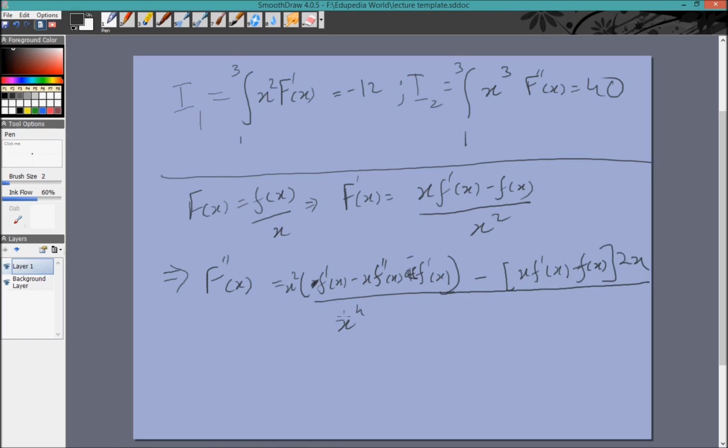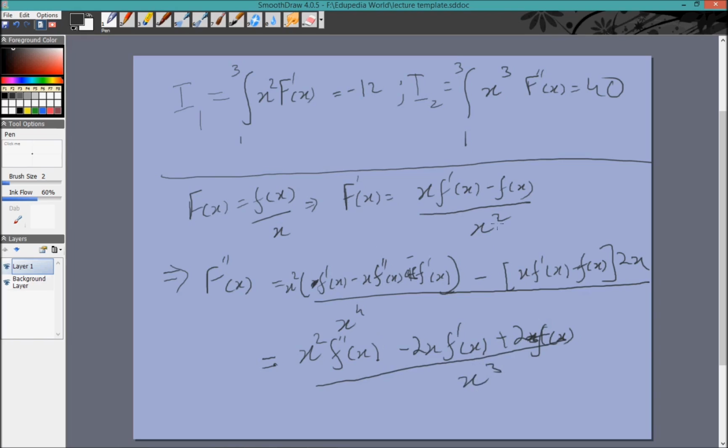Right, I've just used a product rule. Now I've simplified this already, and you can later verify that this comes out to be (x² f''(x) − 2x f'(x) + 2f(x)) / x³. You can simplify this term and it comes out to be equal to this.